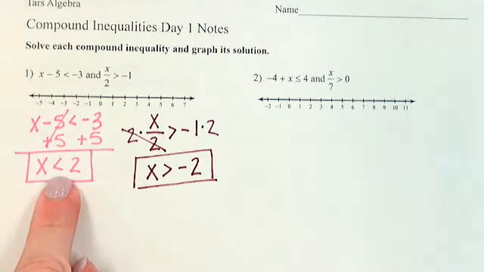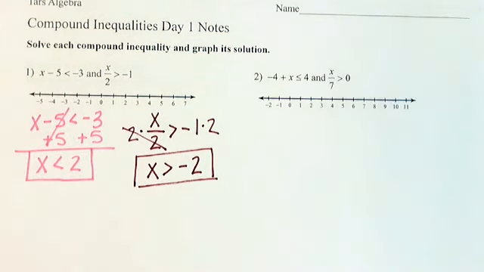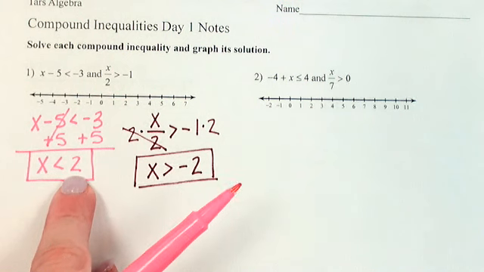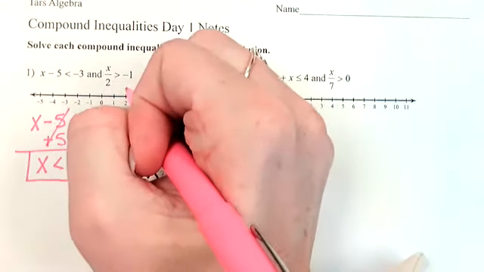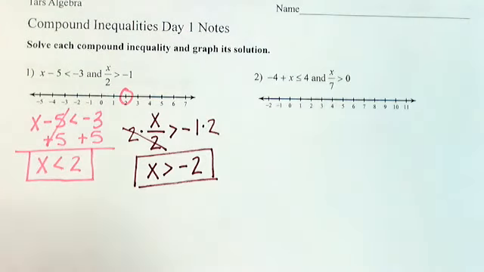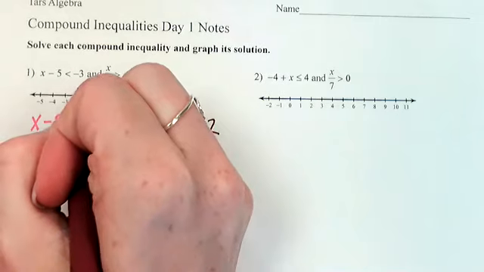So let's start with this one. We're going to graph this now. So we've solved both halves. Now we're going to graph. At positive 2, we're going to have an open circle because there's no line underneath. And at negative 2, we're going to have an open circle because there's not a line underneath.